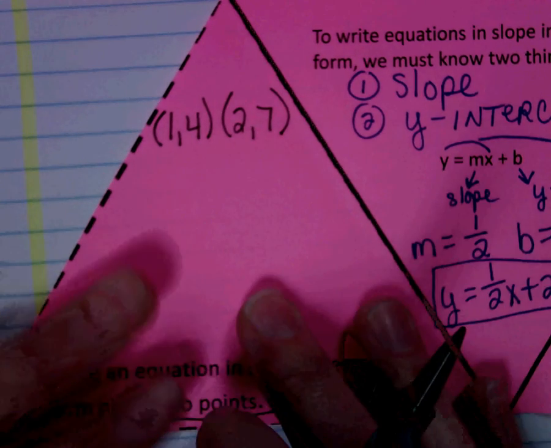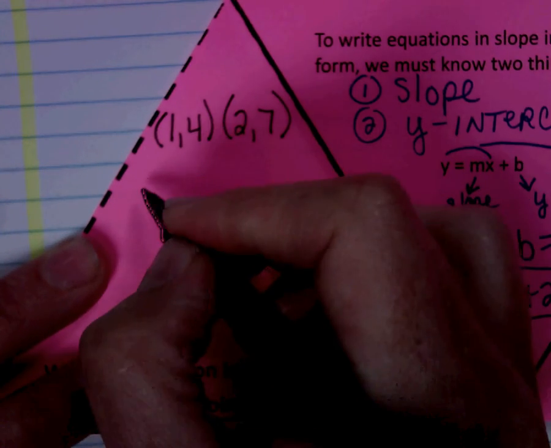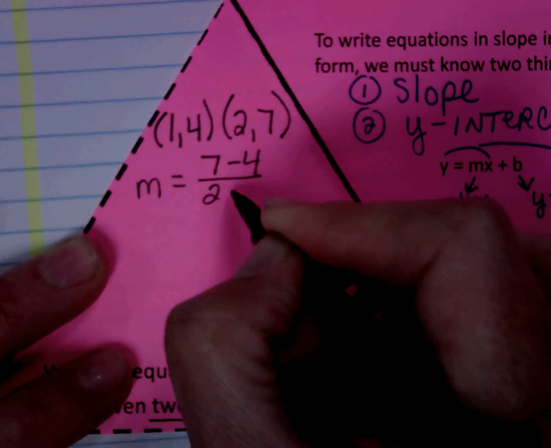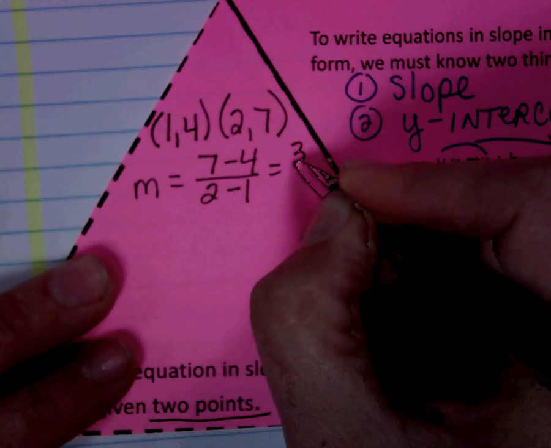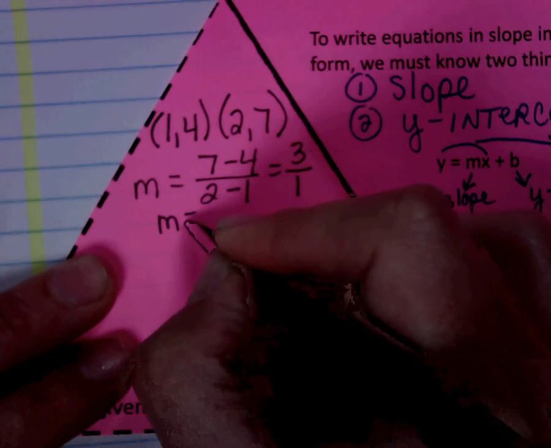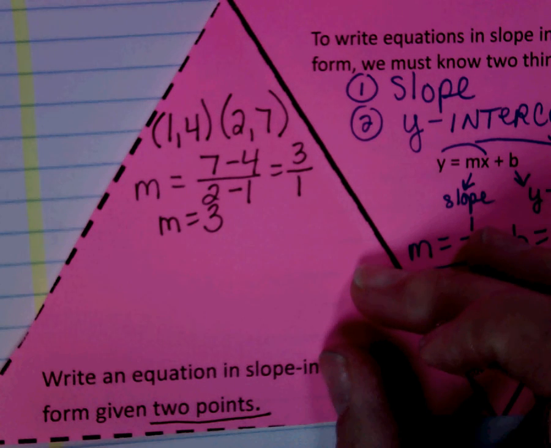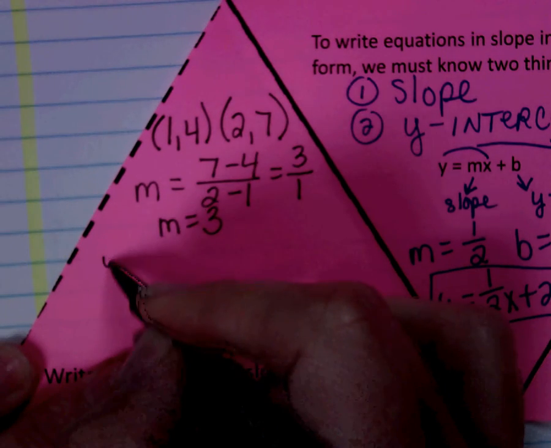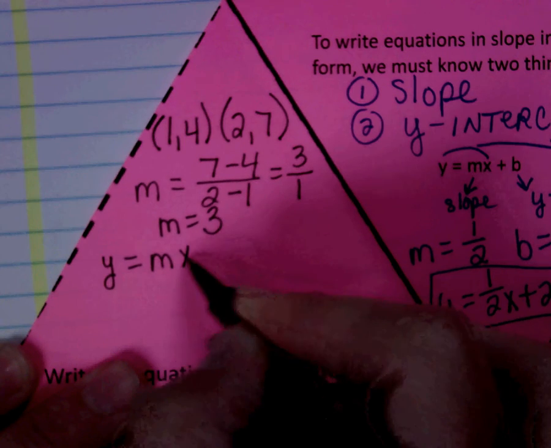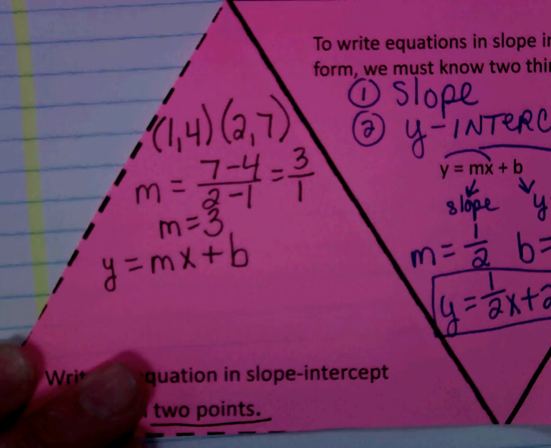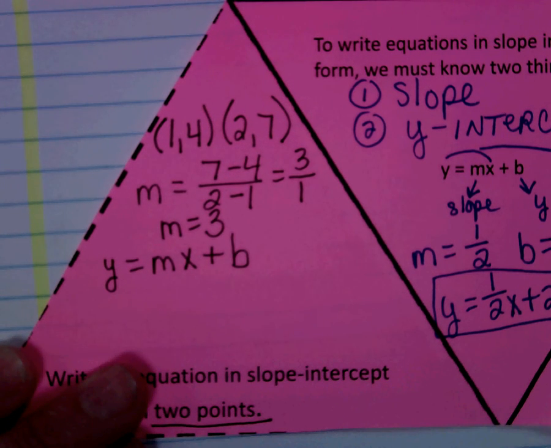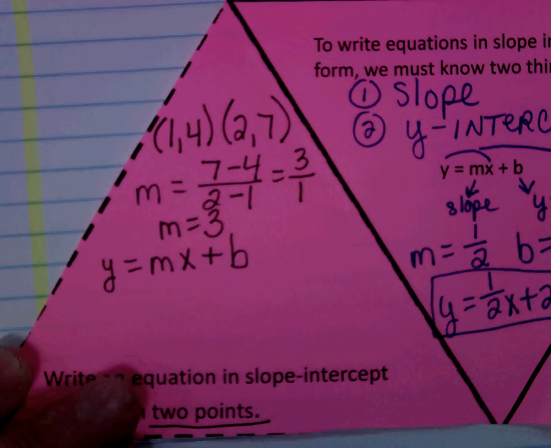Remember, the first thing we need to know is the slope. And so I'm going to start by finding the slope. So I'm going to do y minus y over x minus x, which gives me 3 over 1, or simply 3. So our slope is 3. If we don't know our slope, that is the first thing we have to find. Now I'm going to take our equation, y equals mx plus b, and just like we did in our top triangle, I'm going to plug in the slope, and I'm going to plug in one of the points to solve for b. It doesn't matter which point we use. We could use either point, and we would get the same result.